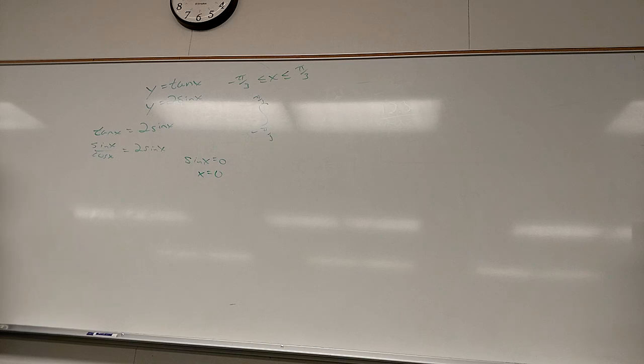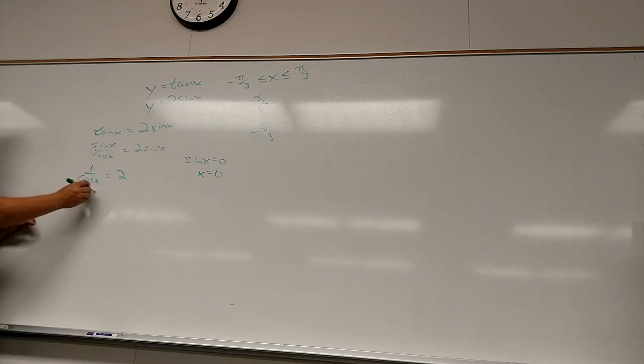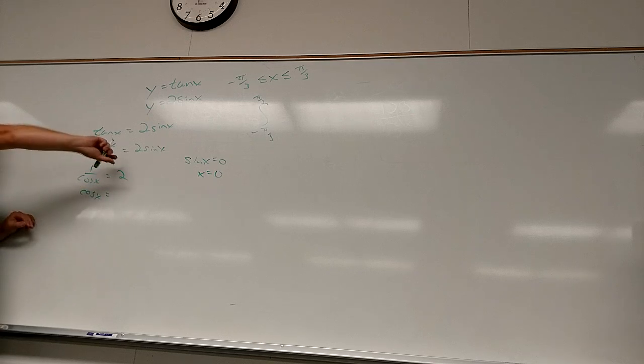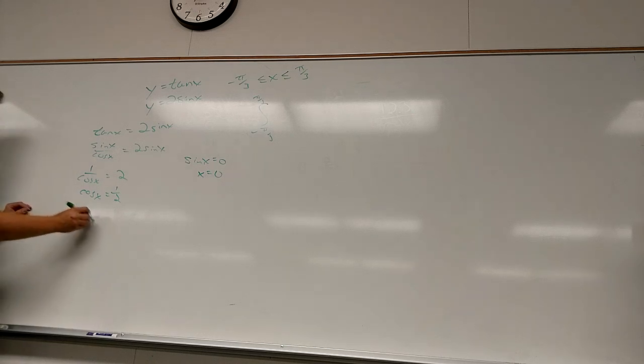Or you subtract that and you factor sine x out, and then you separate the factors, which is basically what I'm doing right now, just with less steps. So if I divide by sine x, I end up with 1 over cosine x equals 2, which means cosine x equals 1/2. And when is that true?